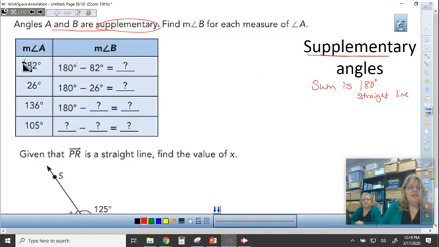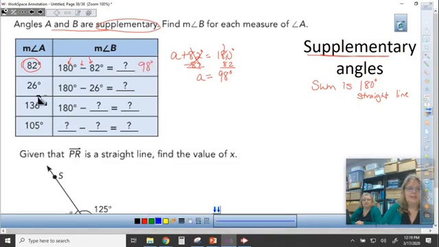So if the measure of angle A is 82 degrees, and we want to know what is its supplement, you can take 180 minus 82 degrees and see what that equals. You could use your calculator for that, but we love to solve equations. So I think that we will do some angle plus 82 equals 180 degrees. And I then subtract 82 from both sides. When I do that, I end up with 98 degrees.